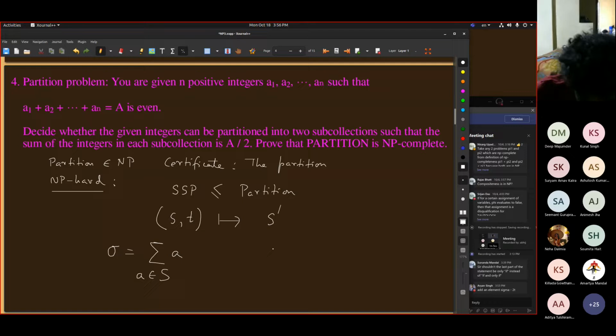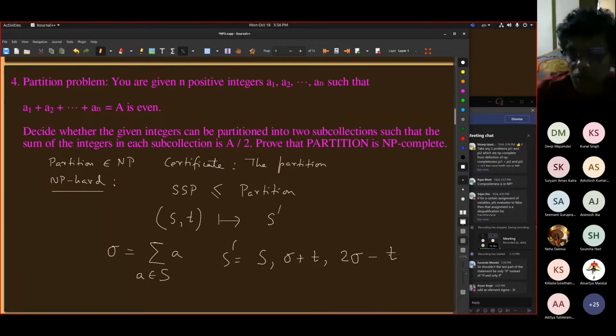So what I will do is append just two elements to S. S prime will be S, and then append two other elements. One is sigma plus T. The other one is 2 sigma minus T. Just append these two elements. Sigma is positive, T is positive, so sigma plus T is positive. And I can assume that T is less than or equal to sigma, in which case 2 sigma minus T is also positive. And these are all integers.